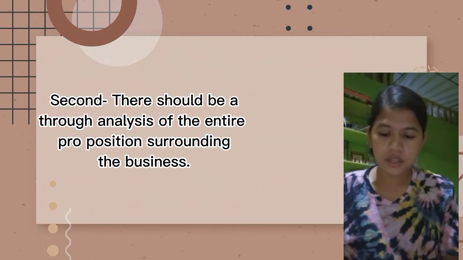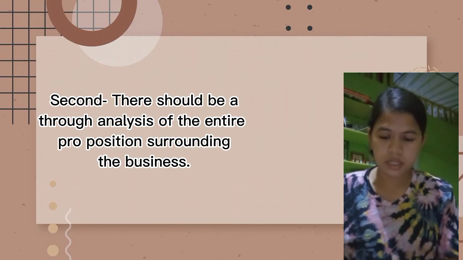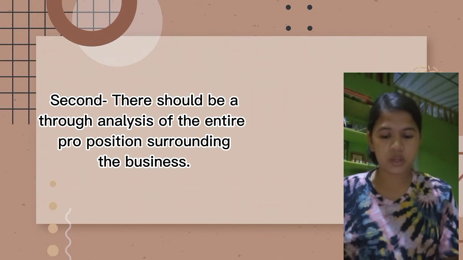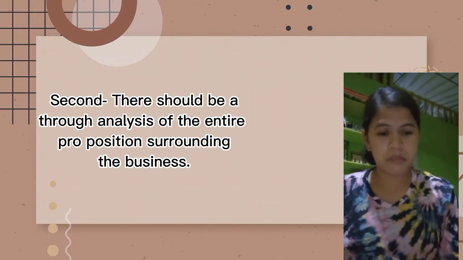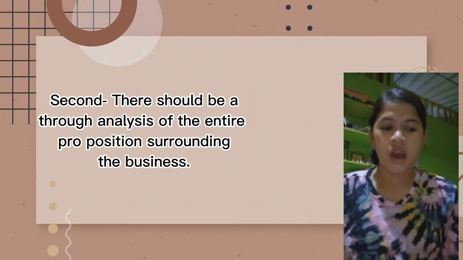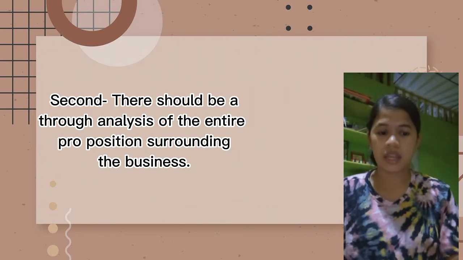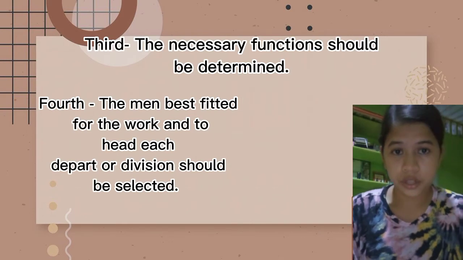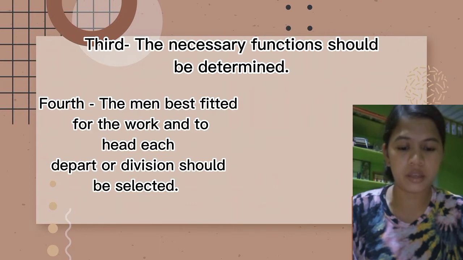Second, there should be a thorough analysis of the entire position surrounding the business. Once the purpose or objective has been clarified, all pertinent information on the business must be assembled. All possible causes of action should be determined. Third, the necessary function should be determined.